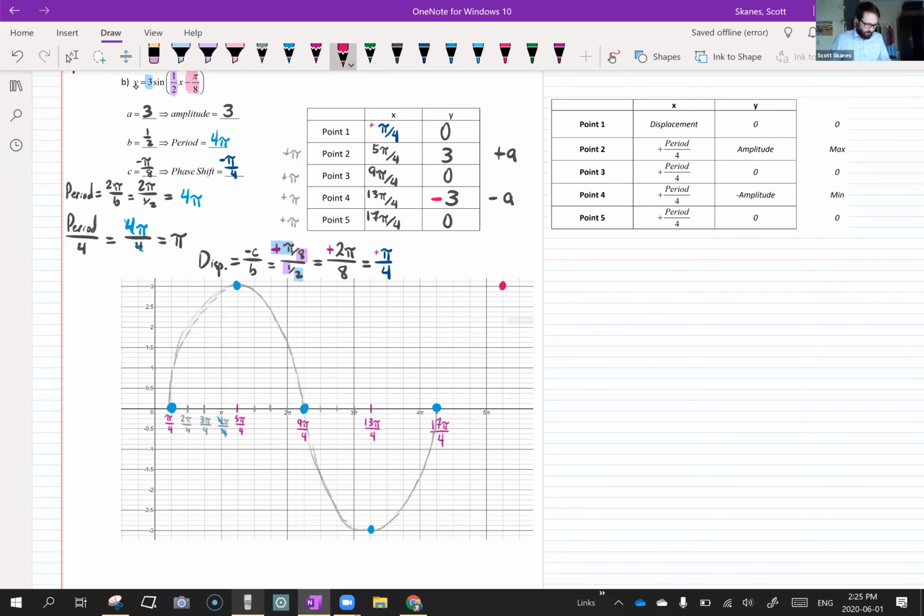So some students go ahead and they'll continue the pattern and keep it going because they can't get enough sine for some reason. I don't know. So it's up to you if you want to do that. You don't have to.